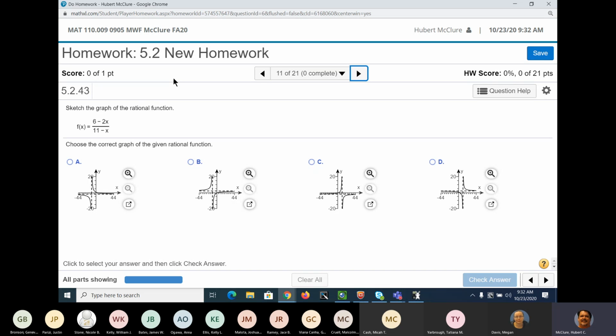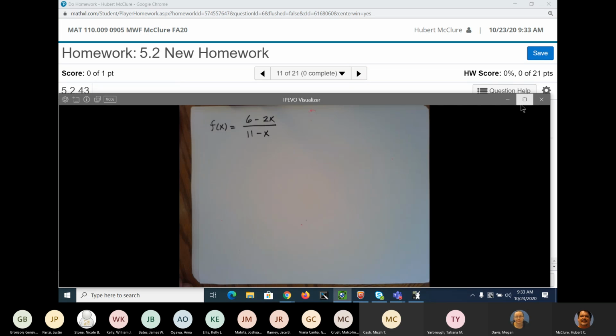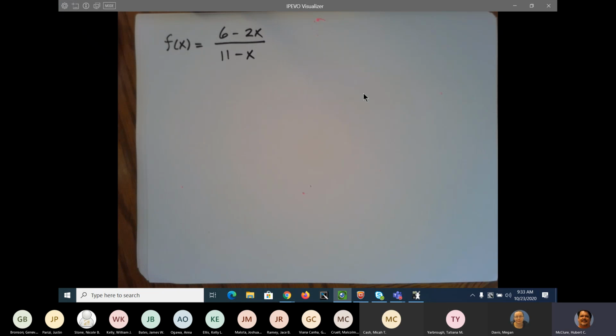So first thing you're going to do is write down the problem. F of x is equal to 6 minus 2x over 11 minus x. Now, of course, the way it's written is all screwed up. You'd put the x first, but I'm not going to say anything. Since the beginning of quadratics, I've been telling y'all to plug in 0 for y and 0 for x to find your x and y intercept. So let's go ahead and do that.